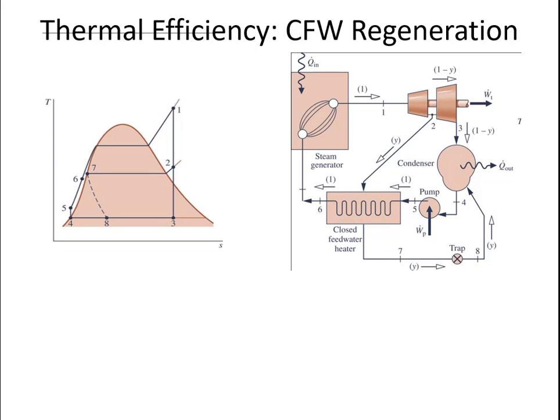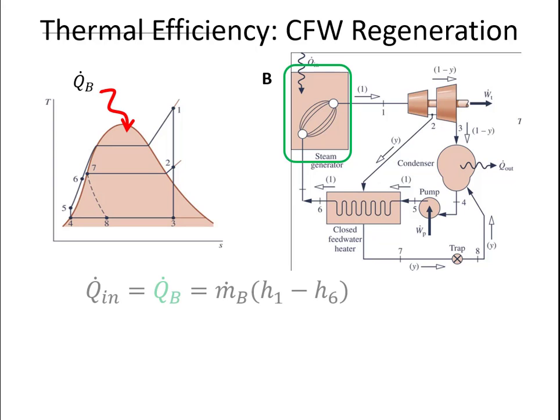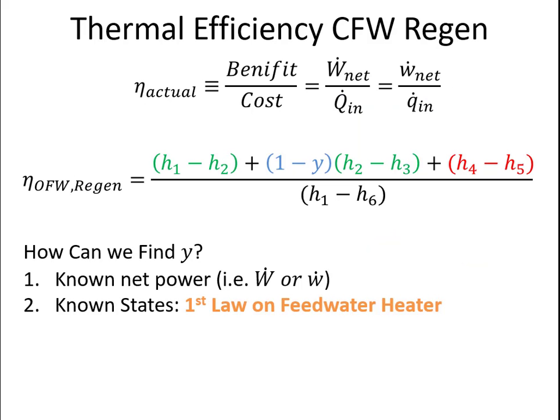Thermal efficiency for the closed feedwater heater: we also need to find the heat in. So I look here again, there's only one place where we're adding heat, which is different than in reheat. All of the mass flow rate goes through this, so this just looks like heat addition in a normal Rankine cycle. And I get, again, little q dot in. And again, we need to find Y.